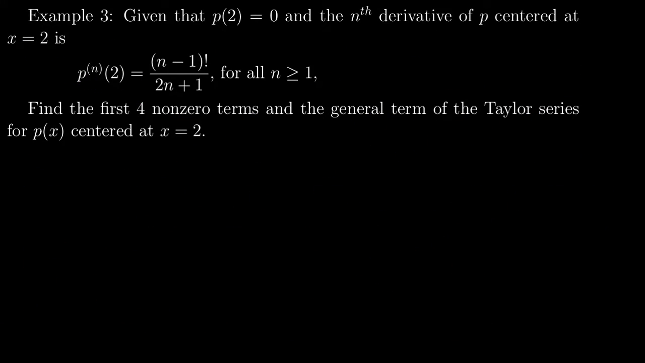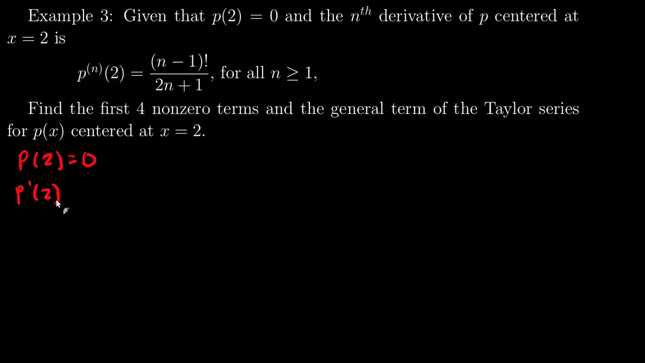One more example, okay? And it looks like a mess, but it's actually pretty easy. So, in here, I have a function where I know the value at 2. I know the nth derivative in terms of n. And I want to get the first four non-zero terms and the general term of this series. So, p of 2 is 0. And that's not one of my non-zero terms, unfortunately.